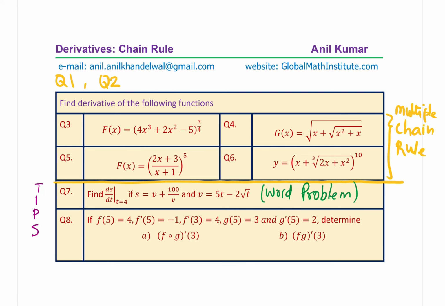Is that clear? Right? Question number 8 here is, if f of 5 is equal to 4, f prime 5 is minus 1, f prime 3 is 4, g of 5 is 3, and g prime 5 is 2, determine. It is a similar question. You need to understand which is the chain rule and which is the product rule and get your answer. So I hope that makes sense. That should give you good practice on chain rule.